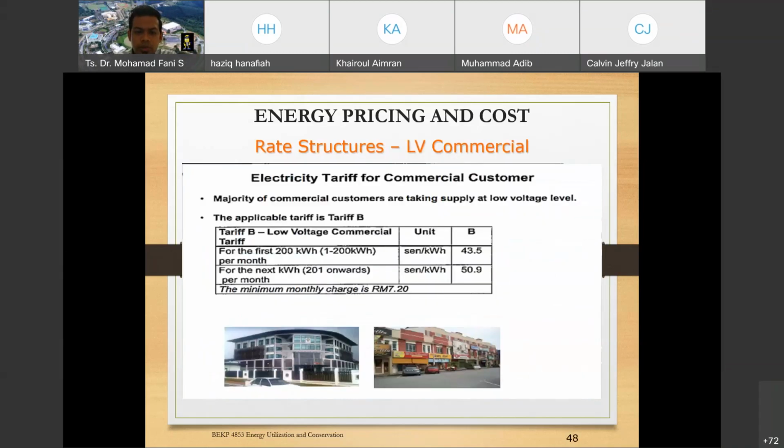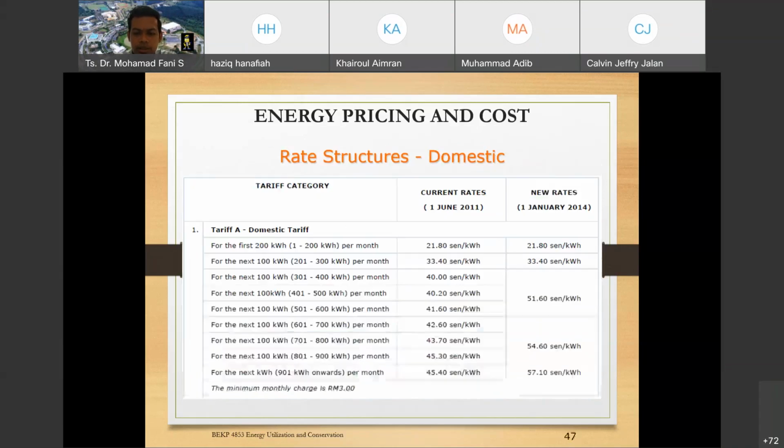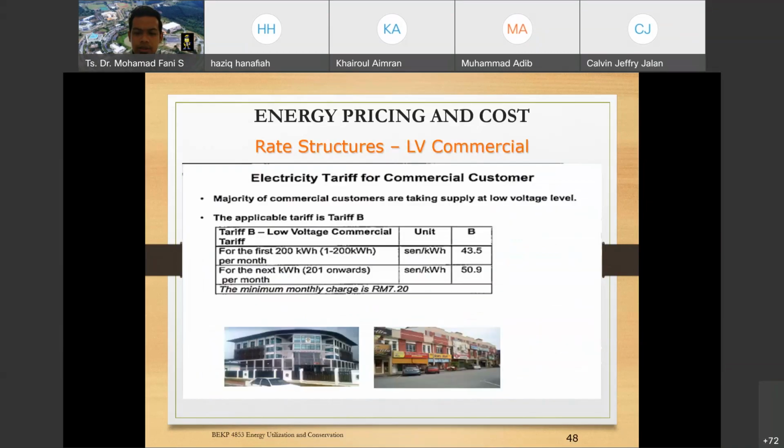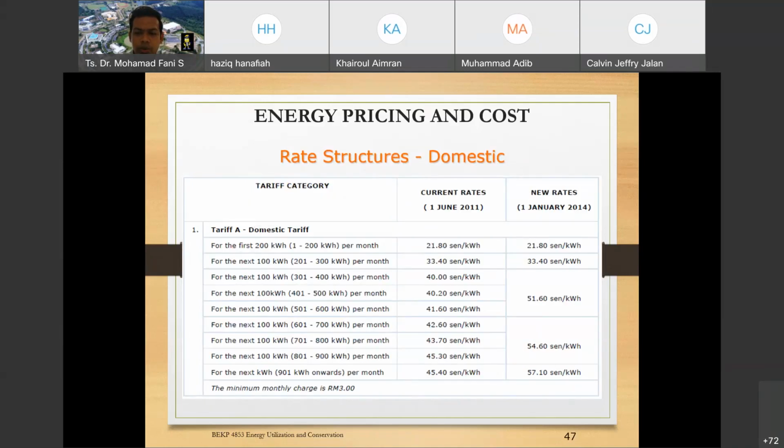This one is for low voltage commercial, still a block tariff, but instead of residential, which has 5 blocks, the low voltage commercial only has 2 blocks. But it starts at 200 kilowatt hour with 43 cent instead of 21.8 cent for the domestic.